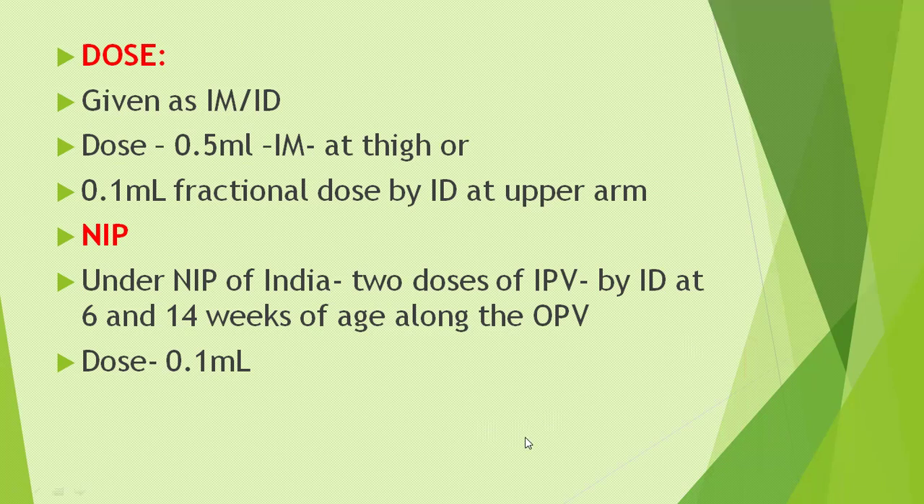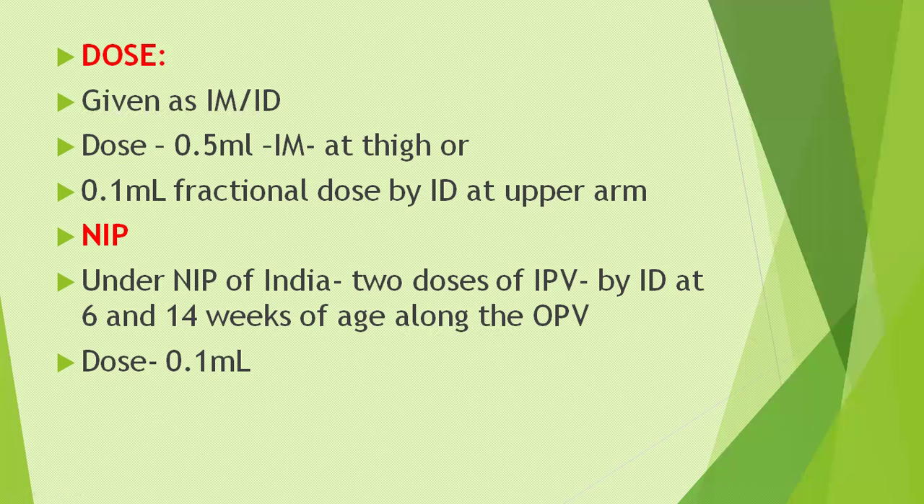Under the NIP, the National Immunization Program in India, 2 doses of FIPV, that is fractional inactivated polio vaccine, are given. It is given intradermally at 6 weeks and 14 weeks along with the oral polio vaccine. The dosage given is 0.1 ml.